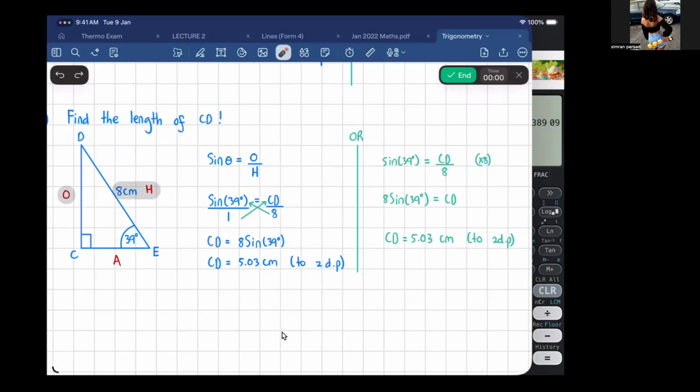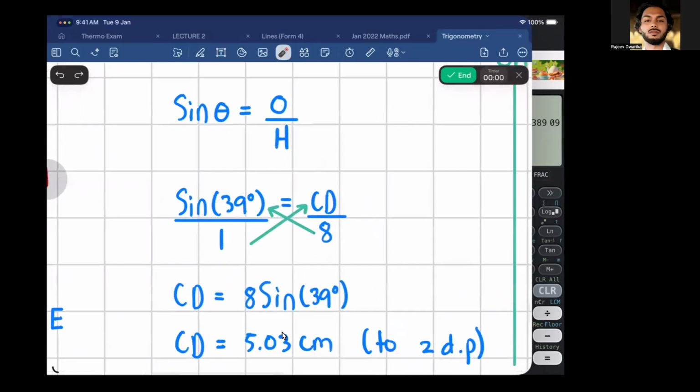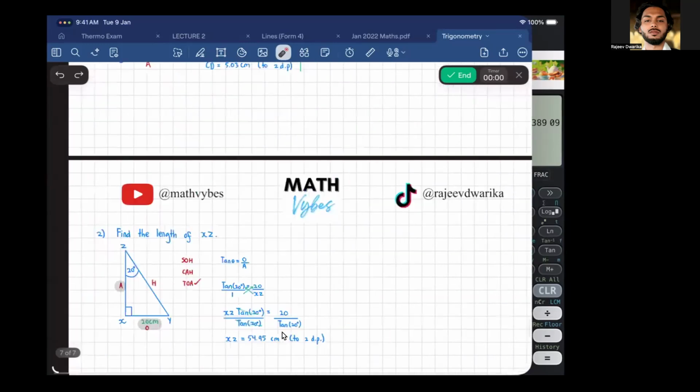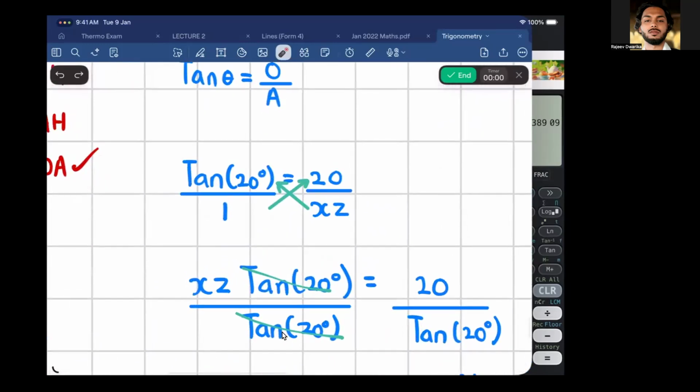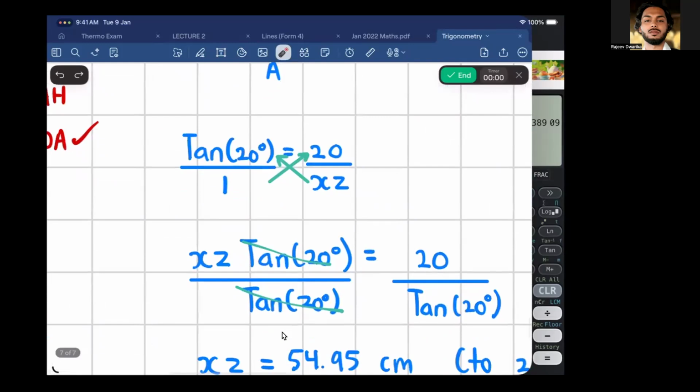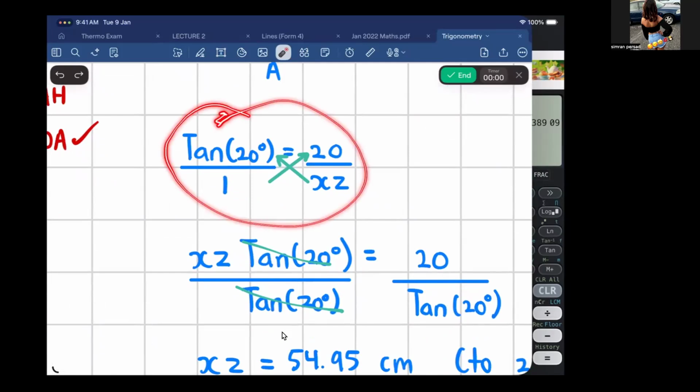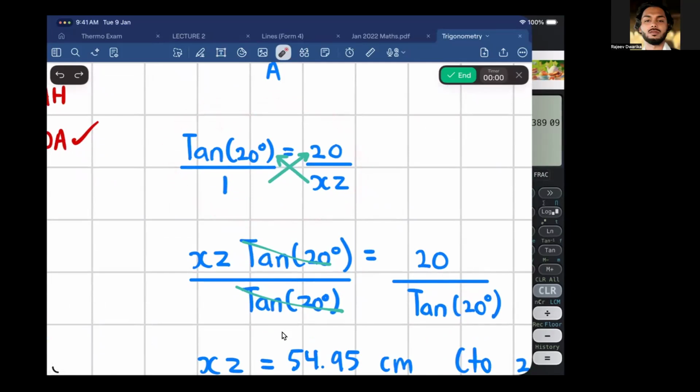All right, let me just give you some advice before you go. In this question, Simran, what was the unknown here? XZ. Right, XZ. So, are you comfortable with cross multiplication by chance?